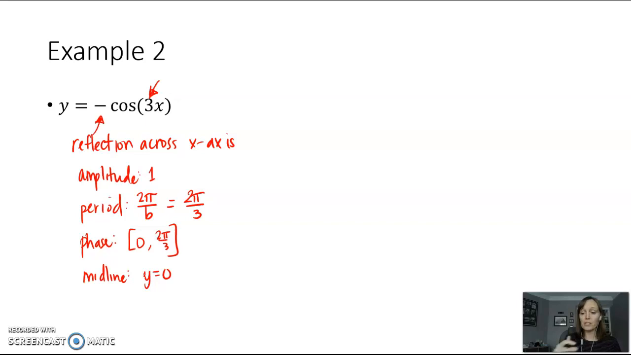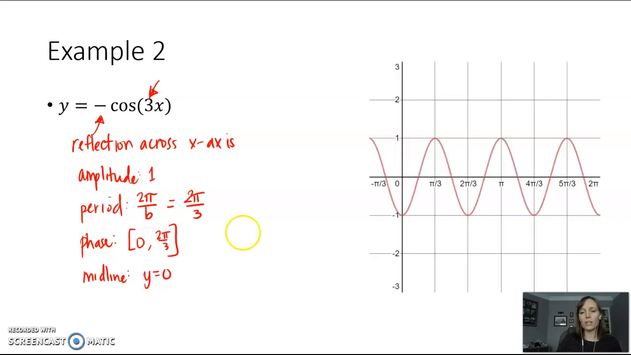So pause this video, see if you can sketch this graph. And we should see something like this. So the reflection changes how cosine starts. So instead of it starting at its maximum, now cosine starts at its minimum because it's been reflected over the x-axis. We know that it then hits the 0, it goes up to its maximum, hits the 0 again, and then down to its minimum to complete its cycle. We see that it completes its cycle at 2 pi over 3 because the period of this graph has changed.